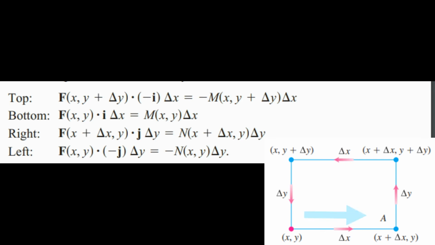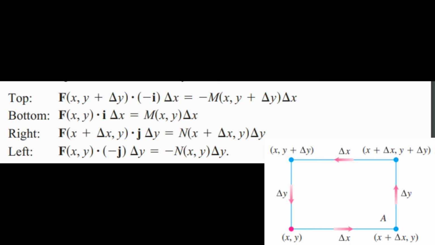Bottom face gives f(x,y) dot i times delta x, which is equal to m(x,y) delta x. Right side gives f(x plus delta x, y) dot j times delta y, which is equal to n(x plus delta x, y) delta y. Left side gives f(x,y) dot negative j times delta y, which is equal to negative n(x,y) delta y.